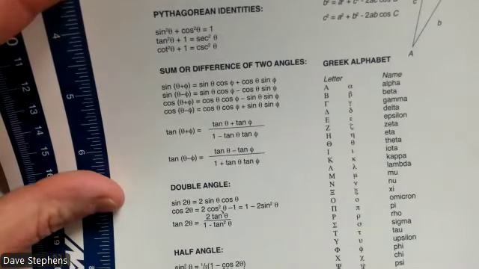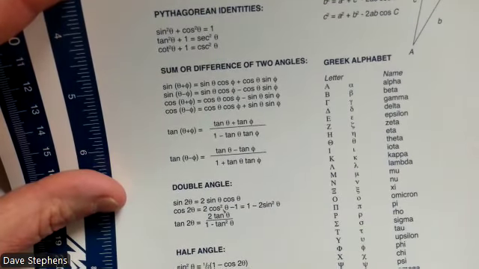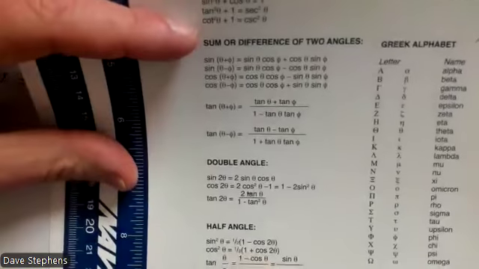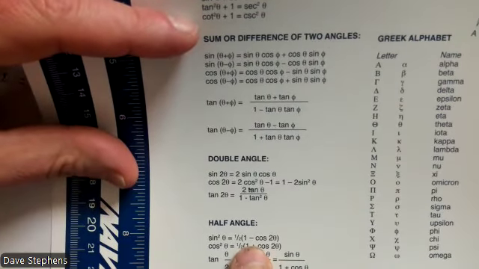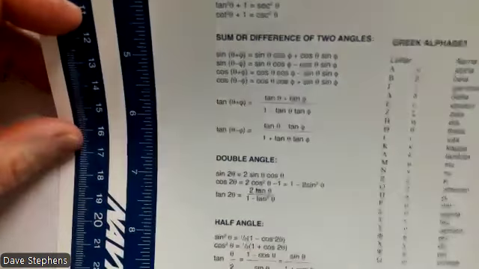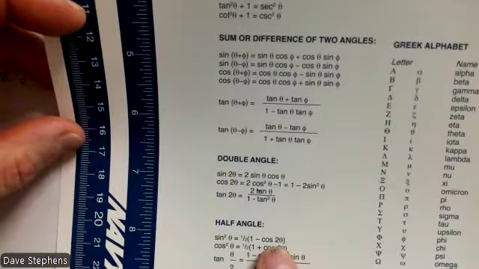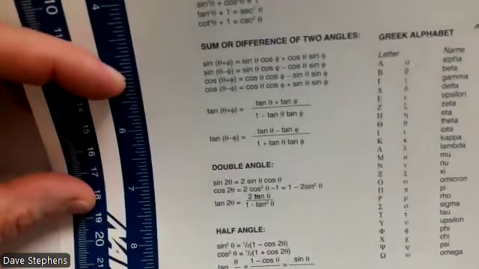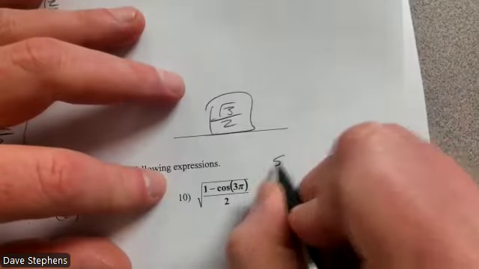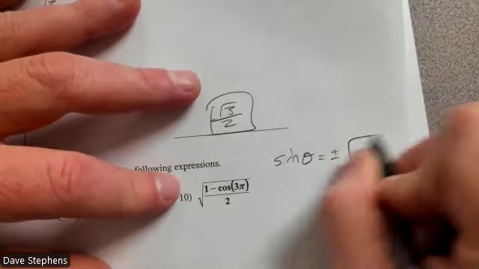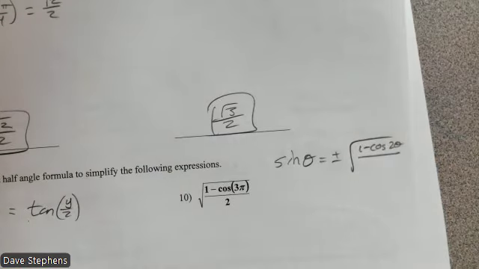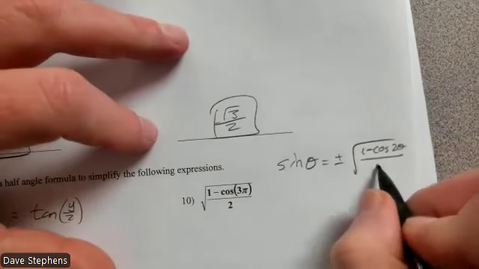We got the square root. Oh, that's the cosine. I don't like that. 1 minus cosine of 3 pi over 2, and I square root that. So that's sine, right? That's going to be a sine of the angle. Let me just be really clear what that is. What this is saying is that the sine of theta equals plus or minus the square root of 1 minus cosine 2 theta, all over 2, right?